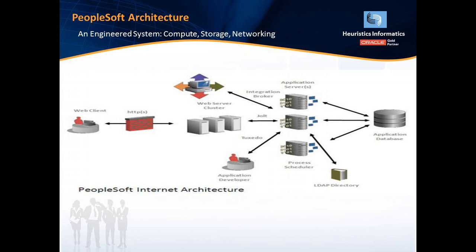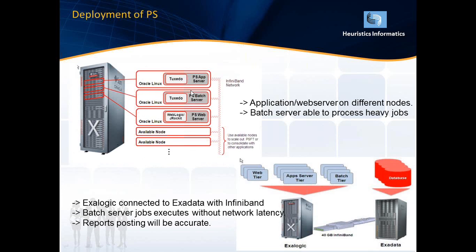Now, if I want to implement this basic architecture in the Elastic Cloud, what will I use? The web cluster will be deployed on 2 compute nodes, the application servers will be deployed on 2 compute nodes, and the batch servers will be hosted on 2 compute nodes. So therefore, even if one compute node fails, the other compute node will be available.